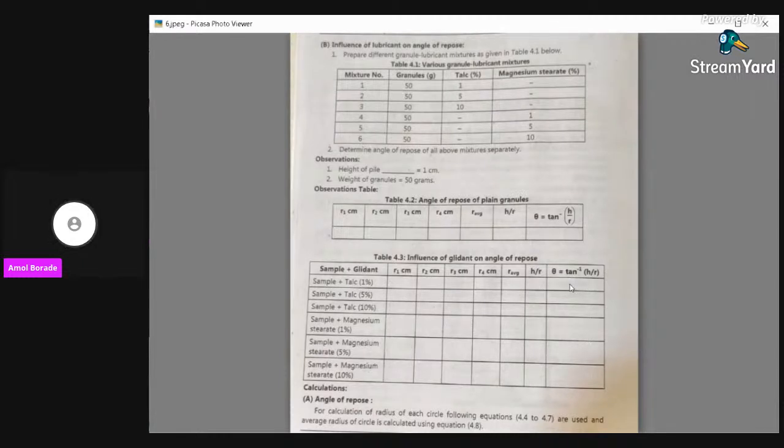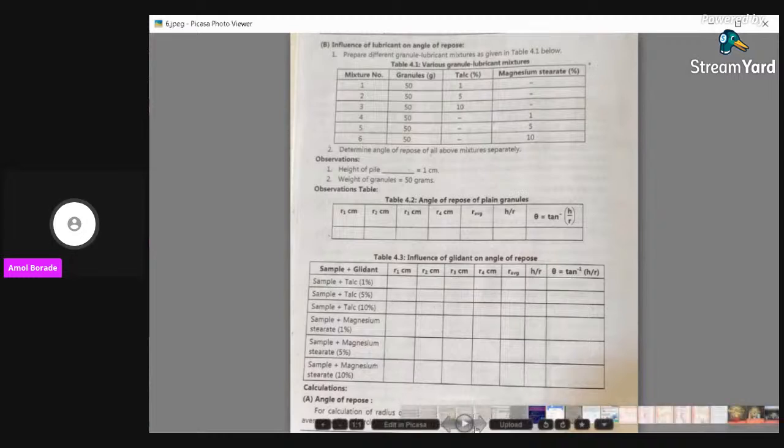How are you going to calculate theta? It is the tan inverse of H upon R. H upon R you will get from the practical that you have done. So it is a very simple practical. Take the tan inverse of H upon R and you will get theta. You have to do this with all the batches, and you will get theta for all the batches.